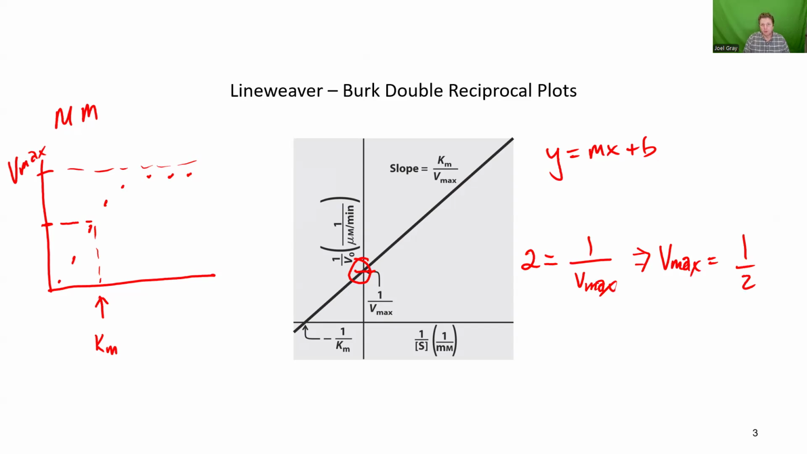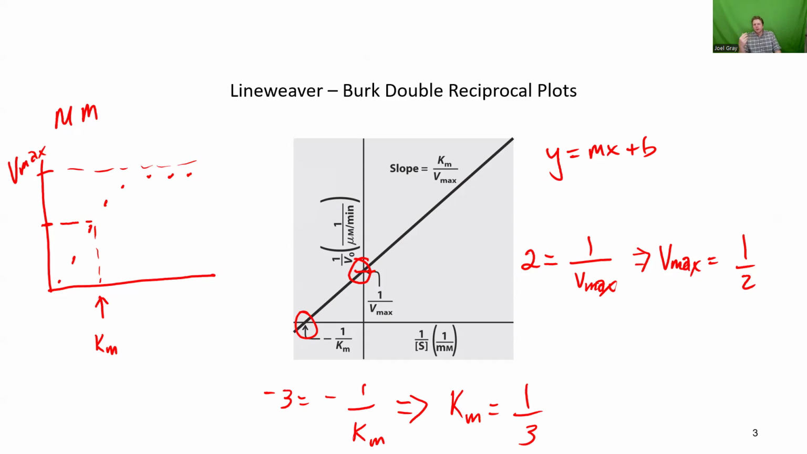Similarly, on the x-axis, this is going to be a negative value. So this line intersecting the x-axis there, let's say that equals -3. -3 is equal to -1 over Km. When you do the rearrangement of the algebra, you will get that Km is equal to 1 over 3. So that's how you'd plot that and calculate these Km and Vmax values.